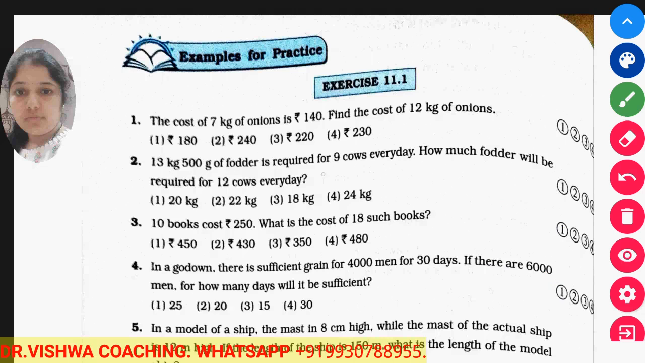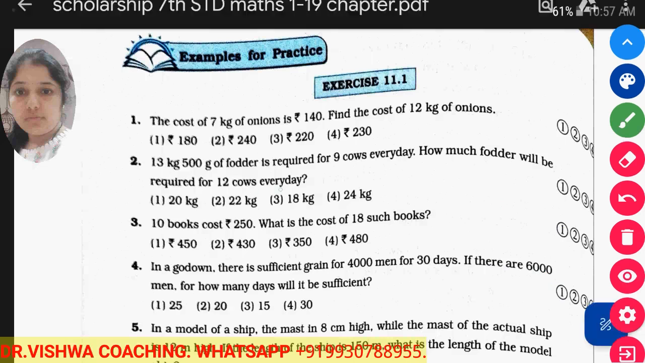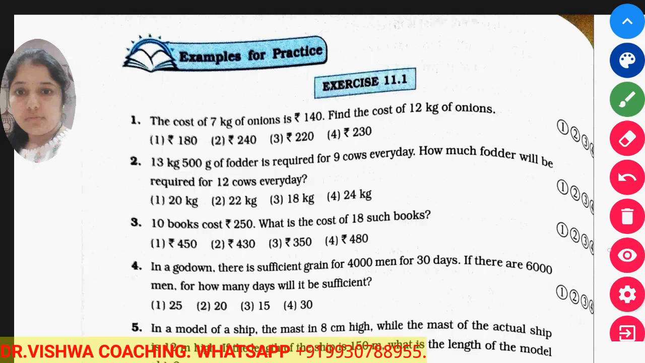Now, 13 kg 500 gram of fodder is required for 9 cows every day. How much fodder will be required for 12 cows every day? Again the same thing is there. Because there is direct proportion, if the number of cows increases, the food they require also increases. So 13,500 upon 9 is equal to how much upon 12. Now do the cross multiplication. 13500 multiplied by 12 divided by 9 is equal to your answer. So you can solve it.